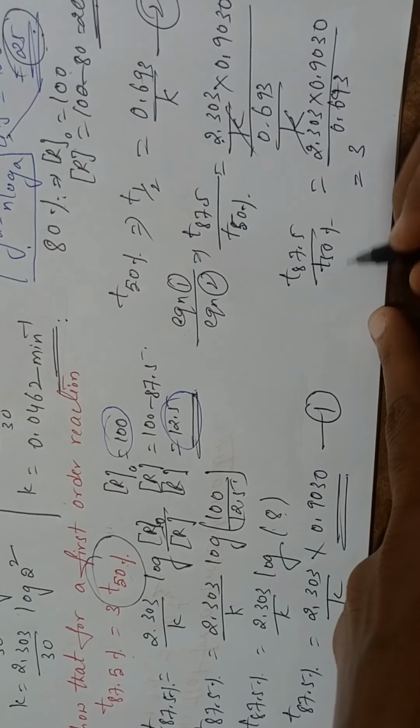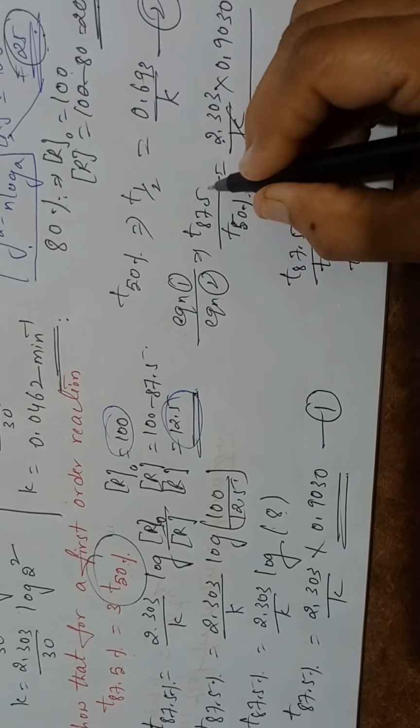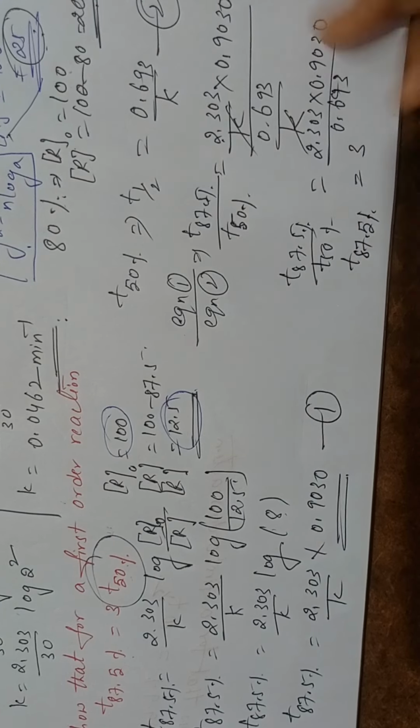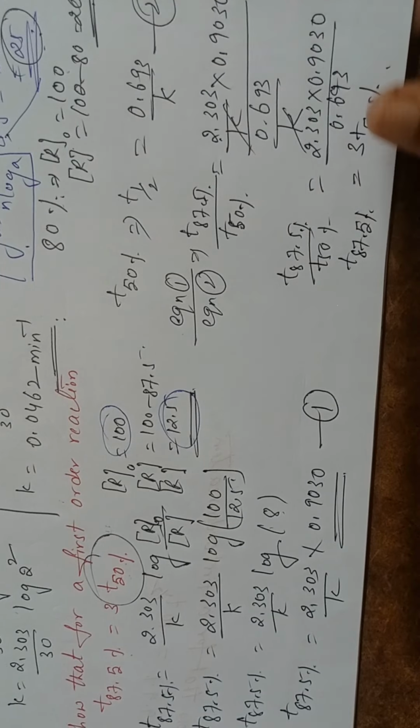So that means what we can write? T 87.5% is equal to what we can write? Is equal to this value, 3. 3 into this one, T 50 percentage. Clear this one? This only question.